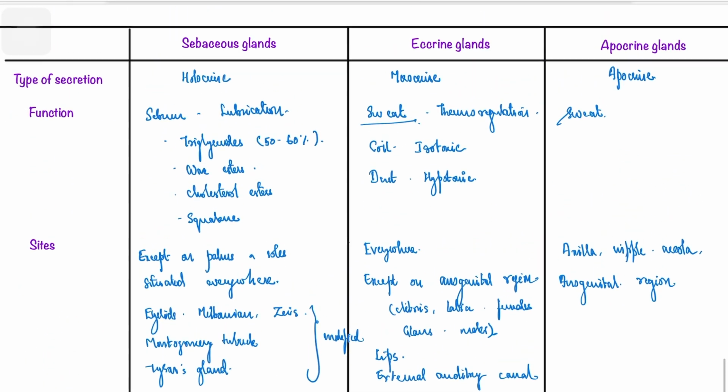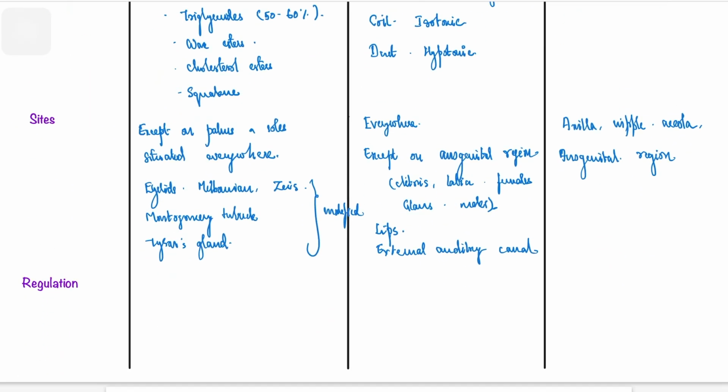Okay, and how are they regulated? So sebaceous glands are under hormonal control as well as nervous control, and the hormonal control is by testosterone, and they're innervated by sympathetic fibers. Okay, sympathetic fibers.